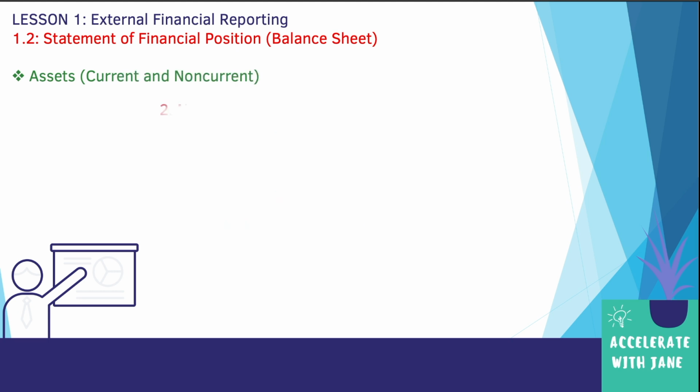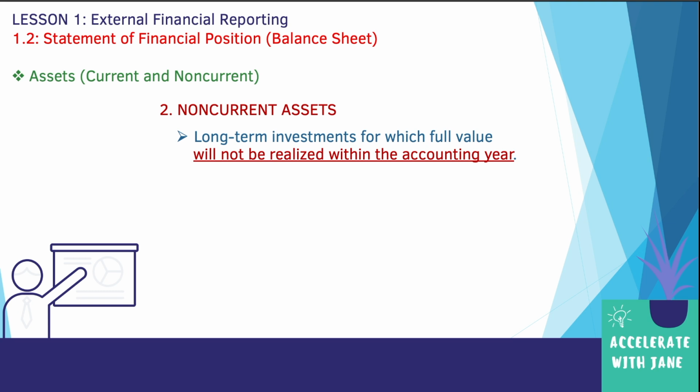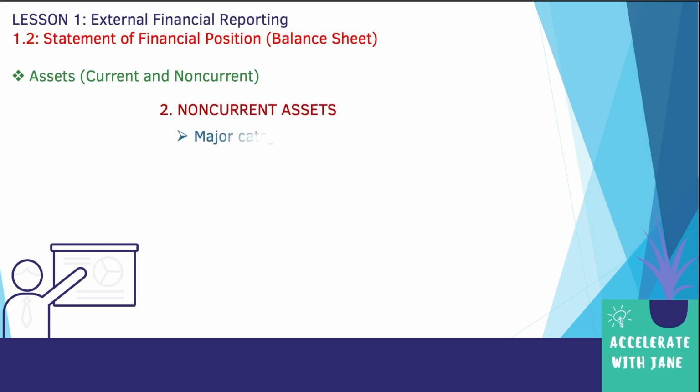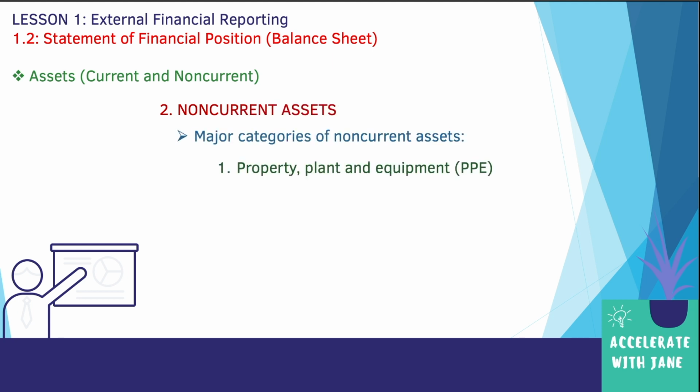Now let's proceed to the non-current assets. So this is the definition per standards. Non-current assets are long-term investments for which full value will not be realized within the accounting year. So take note, non-current assets are long-term investments which are expected to be realized in more than 12 months or more than the length of the operating cycle of a company. So here are the main categories of non-current assets. First, we have property, plant, and equipment. Property, plant, and equipment are simply PPE. So these are tangible operating items recorded at cost and reported net of any accumulated depreciation.